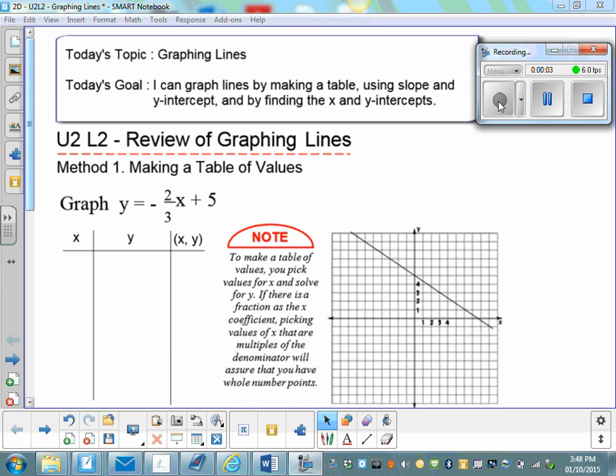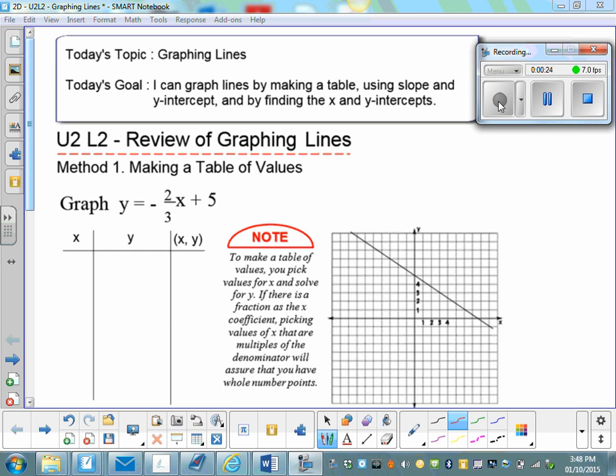Hi guys, so the last couple days we've been reviewing algebra. Today we're going to take a look at graphing lines. So that's our topic, and our goal is I can graph lines by making a table, using slope and y-intercept, and by finding the x and y intercepts. So 3 different ways that we can graph these lines.